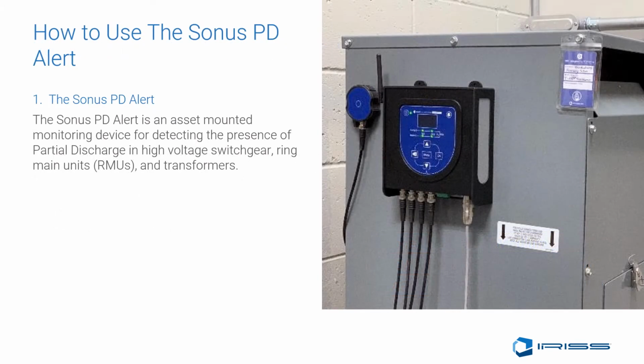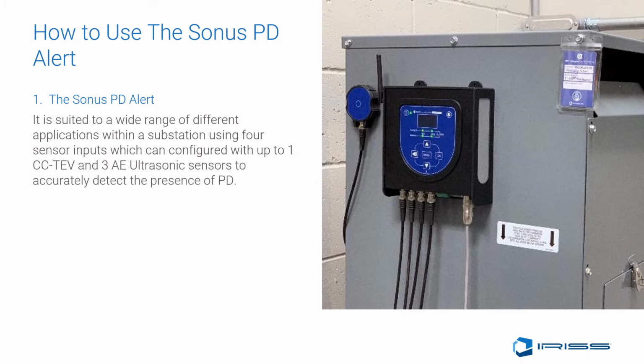How to use the Sonos PD Alert. Section 1. The Sonos PD Alert is an asset-mounted monitoring device for detecting the presence of partial discharge in high-voltage switchgear, ring main units, better known as RMUs, and transformers.